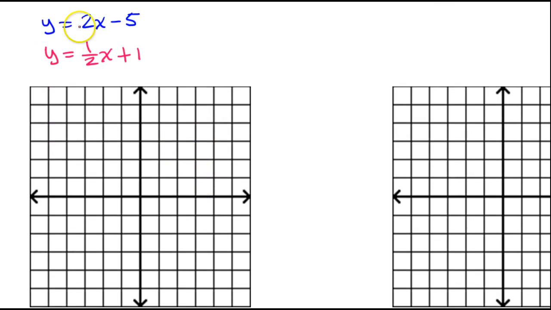Now, let's start with the blue equation. Y equals 2x minus 5. The negative 5 is the y-intercept. So 1, 2, 3, 4, 5. So here's the minus 5. The slope of 2 you can think of as 2 over 1. So that's up 2, right 1. And you'll do that repeatedly. Up 2, right 1, up 2, right 1, etc. So here we have the graph of that line.